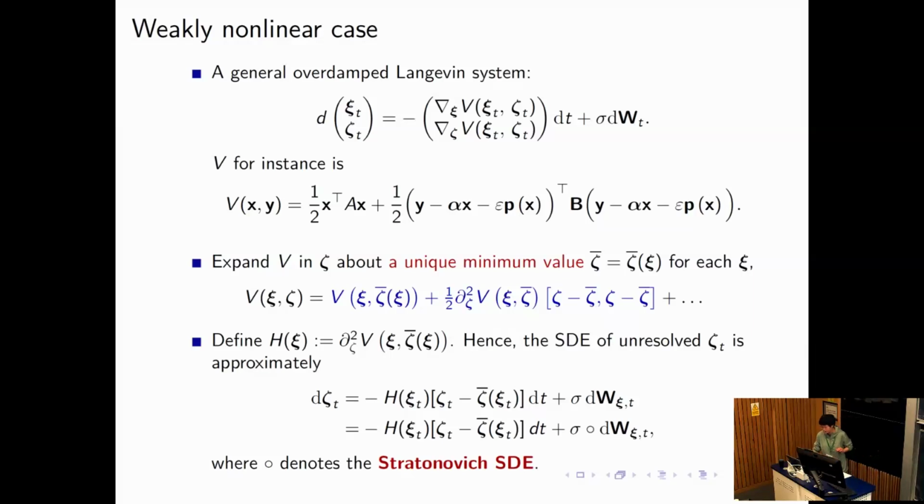And then if we just assume there's a unique local minima in terms of the resolved variable, in other words, we have a unique slow manifold along the resolved variable Xi, then we can do the harmonic approximation along the slow manifold, and then we can turn the potential into its harmonic approximation. And then we can get things similar to the previous linear case.